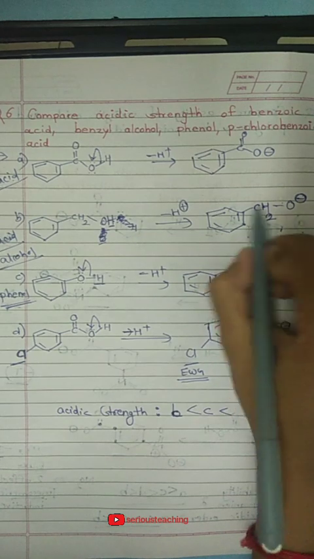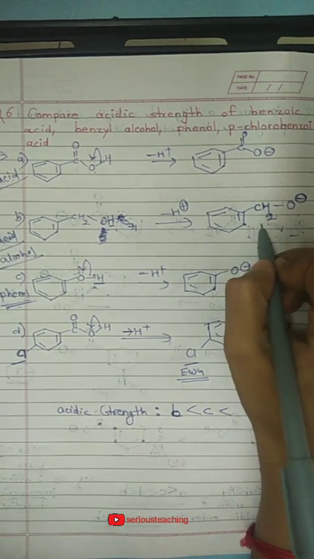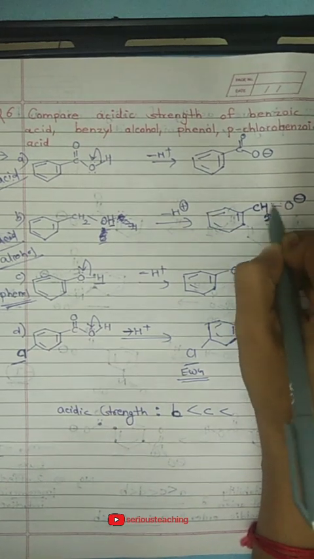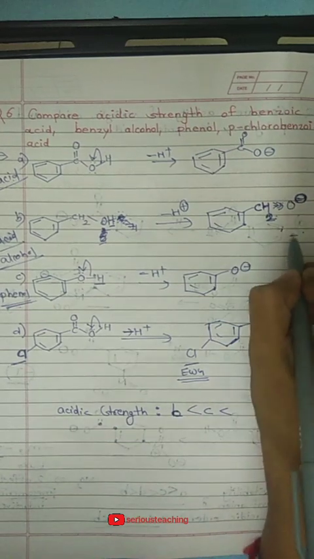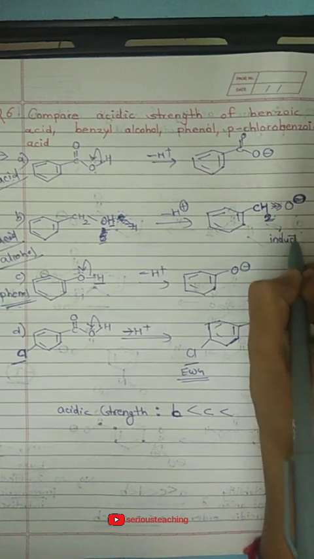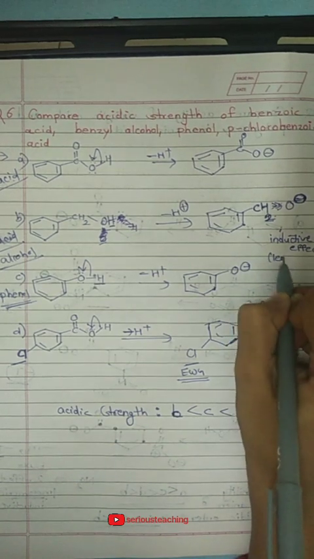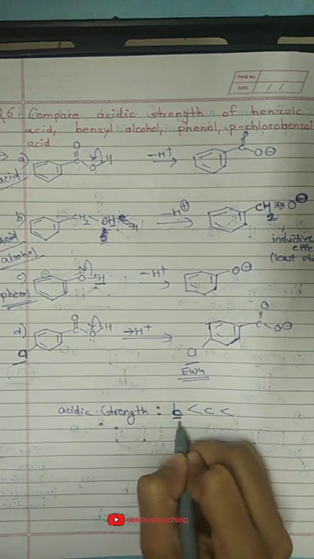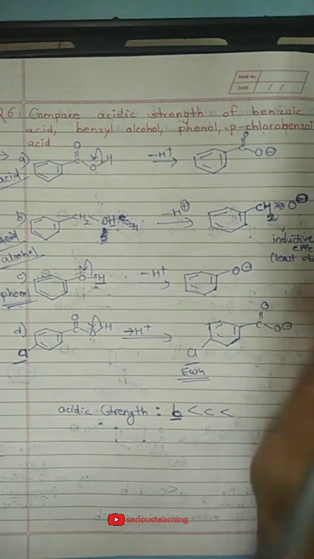Okay, here the ring is present, so here only the inductive group is present. Here the resonance effect is not present. Therefore, if we see the inductive effect of the CH2 group, it is donating, right? So it will not stabilize this anion. Therefore, here only the inductive effect is present, and therefore it will be less stable. And due to this, the anion will be less stable, and therefore this compound, that is benzyl alcohol, will be less acidic. I hope you understood this.